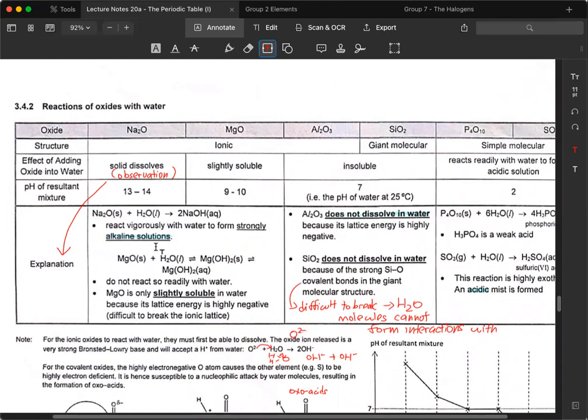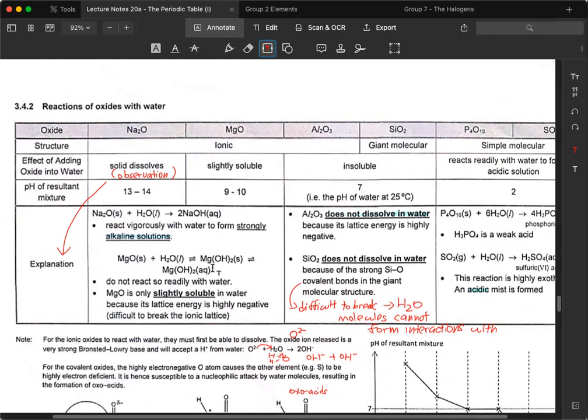It will form a strong alkaline sodium hydroxide. So the pH is between 13 to 14. For magnesium oxide, the problem is it's only slightly soluble, so it will not be a complete reaction. I think it will be a reversible reaction, forming magnesium hydroxide with some of it dissolving.